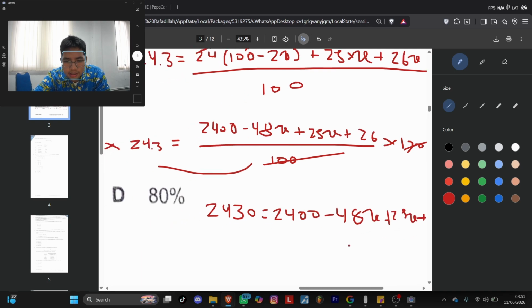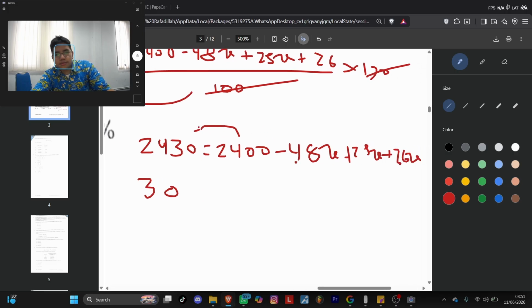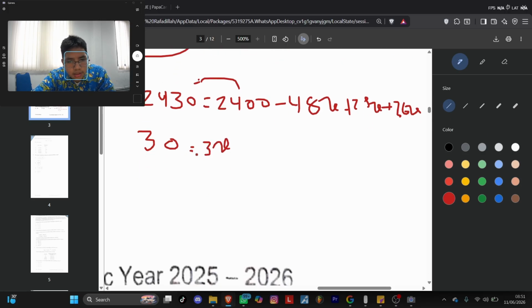Sorry for the red writing. So this becomes 30, because we move it from this side to this side, and then 25 plus 26 is 51, right? So 48 minus 51 is minus 3x. So 30 equals 3x, so we just solve it. x equals 10.